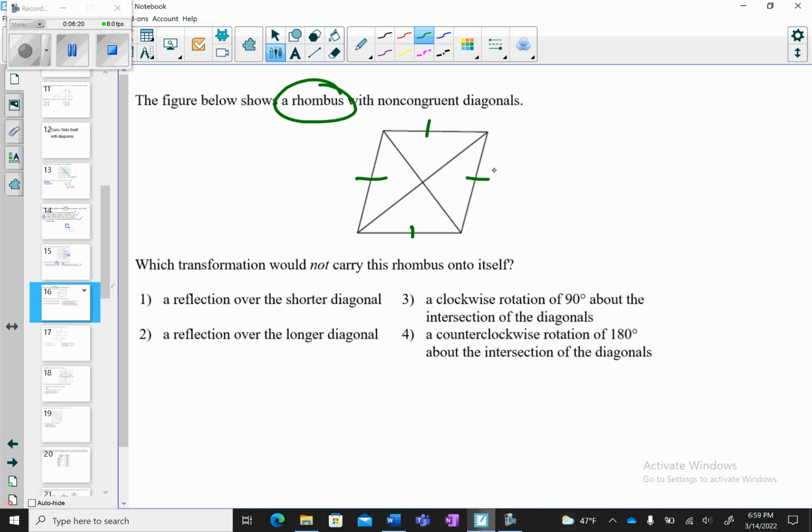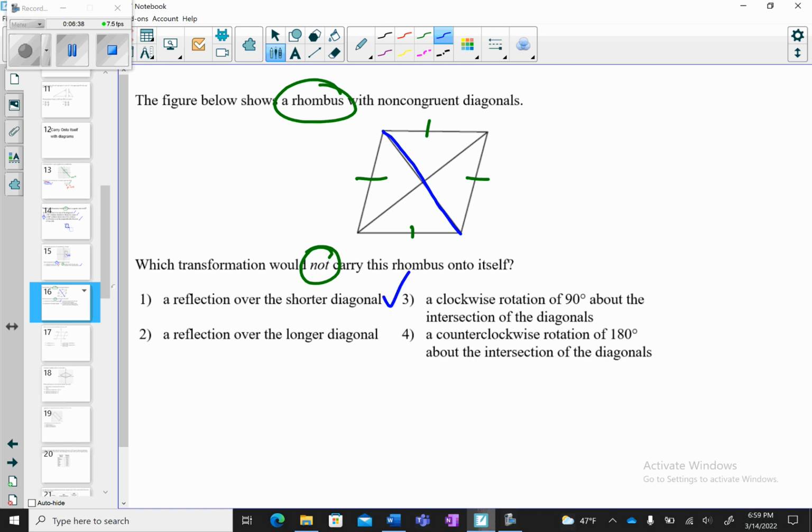Which transformation would not carry this rhombus onto itself? So again, this is another "not" question. So let's go through the ones that do make sense. A reflection over the shorter diagonal. So let's say this is the shorter diagonal. If we reflect over, it's going to go onto itself.